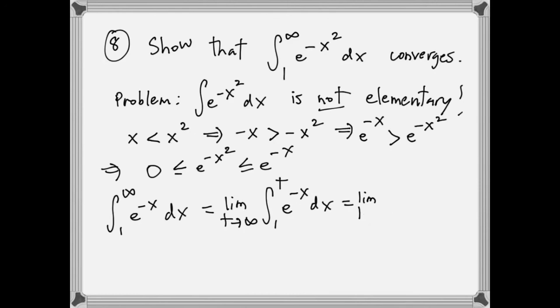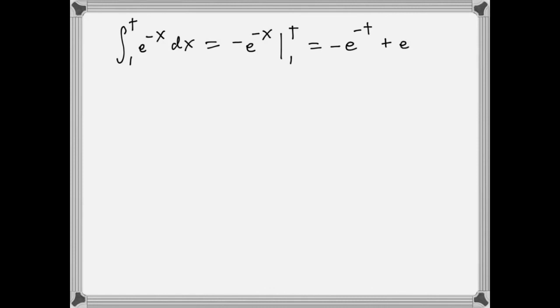You know what, actually, let me do this work on the next page, because I'm running out of space here. So I'm going to integrate from 1 to t, e to the negative x dx. The antiderivative of that is negative e to the negative x, and I'm going from 1 to t. So this becomes negative e to the negative t plus e to the negative 1. So now I'm going to go ahead and take the limit.